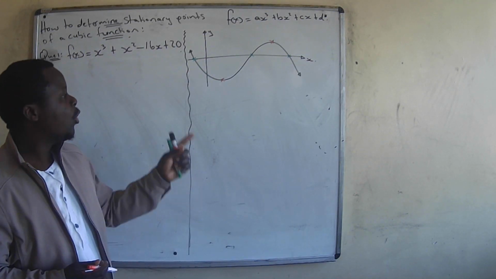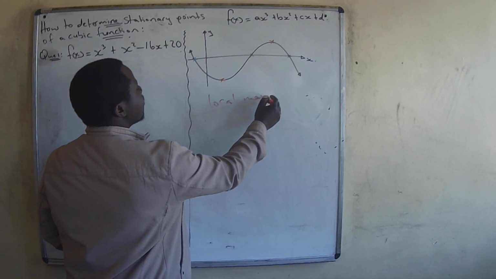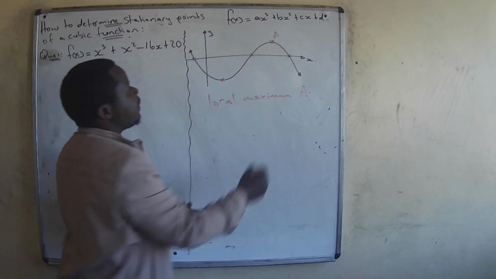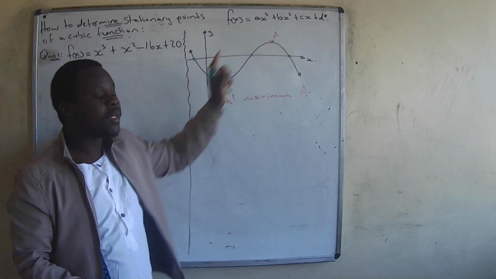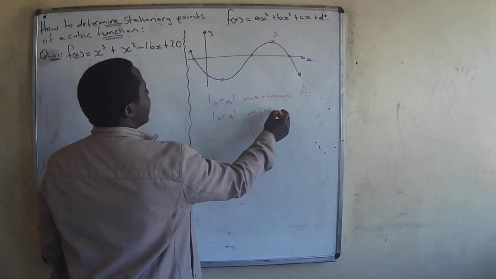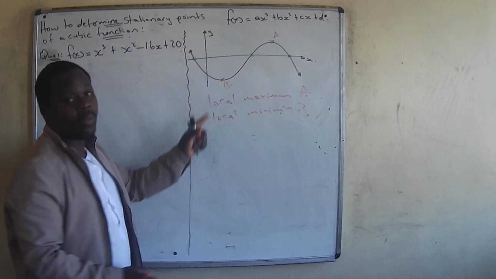So the graph will have what is called a local maximum, which I will denote with an A here. This is called a local maximum. The graph will also have what is called a local minimum, which I will denote with a B. So this is our local minimum.